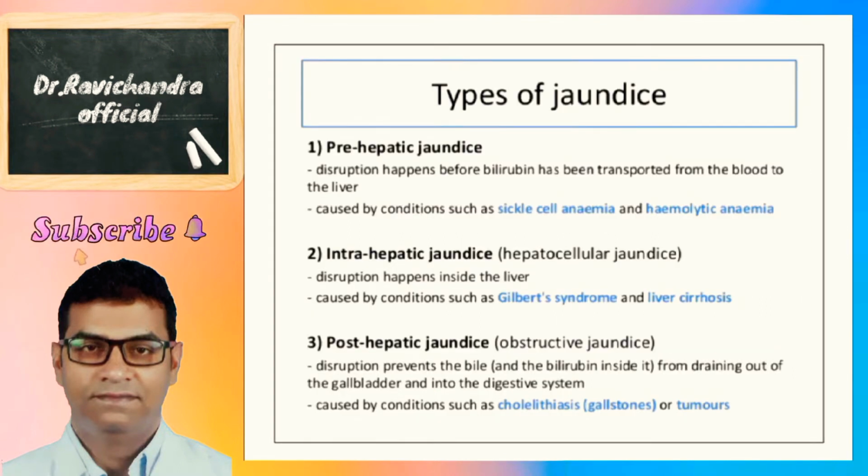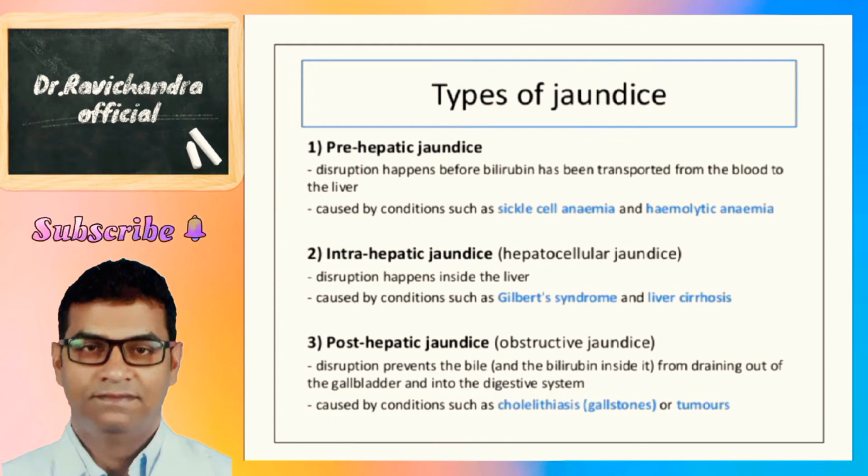Types of jaundice. It can be prehepatic jaundice, intrahepatic jaundice, or posthepatic jaundice. Prehepatic jaundice: disruption happens before bilirubin has been transported from the blood to the liver, and it is caused in conditions like sickle cell anemia and hemolytic anemias.